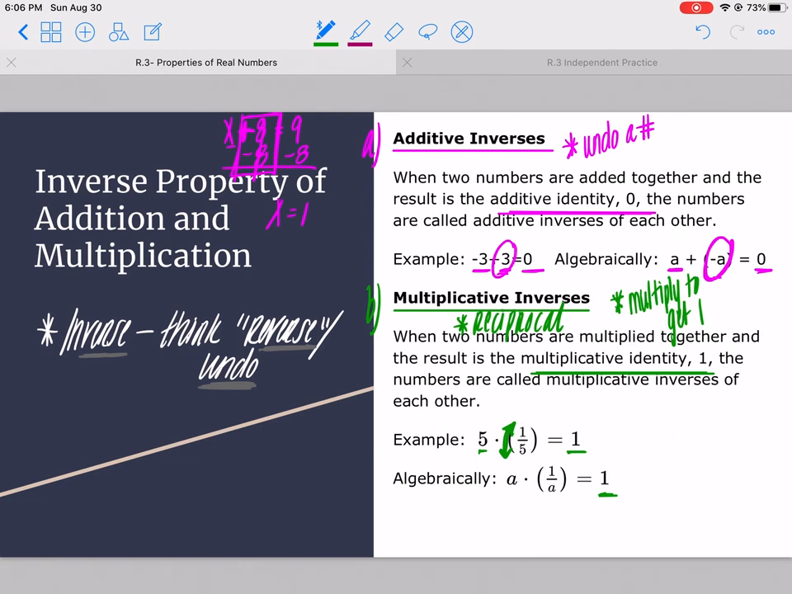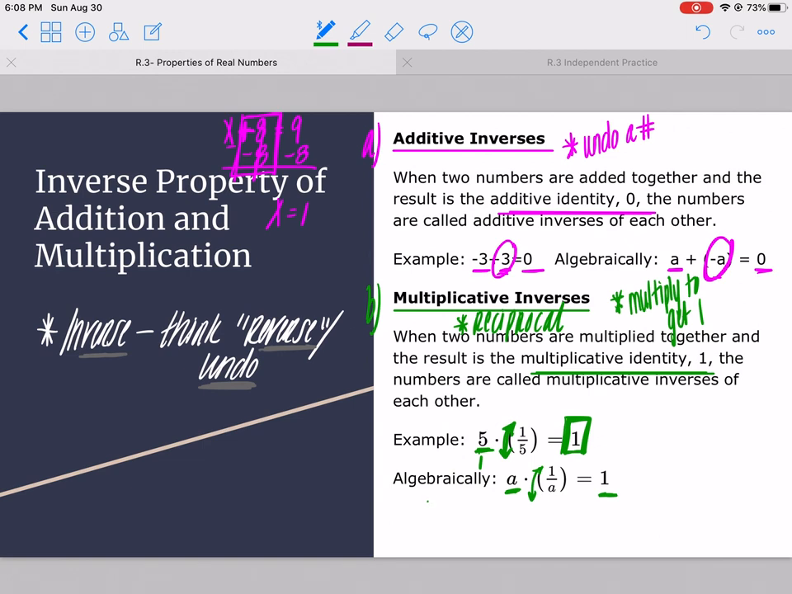So if I multiply 5, which is the same thing as 5 over 1, by 1 over 5, its reciprocal, that's going to give me 1. Okay? That'll undo the number and give me 1, the multiplicative identity. Any number multiplied times its reciprocal, so like a times 1 over a, is going to give you the multiplicative identity of 1.